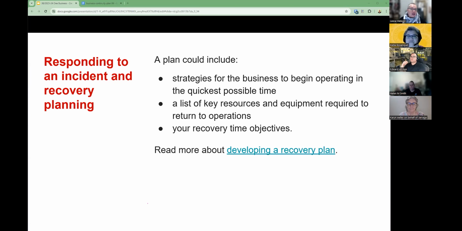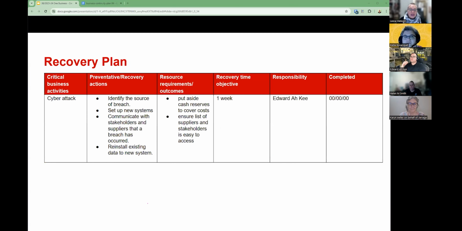A plan may include strategies for the business to begin operating in the quickest time possible, a list of key resources and equipment required to return to operations, and your recovery time objectives. And I've got a quick example here. So we've got a cyber attack.